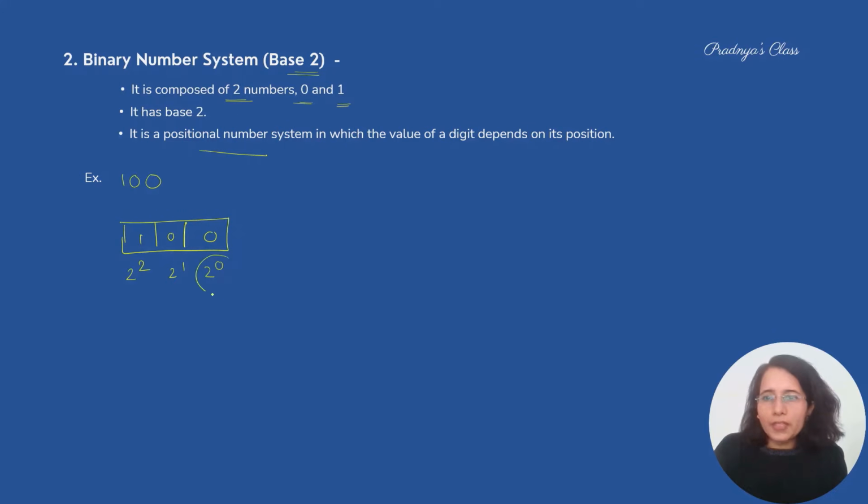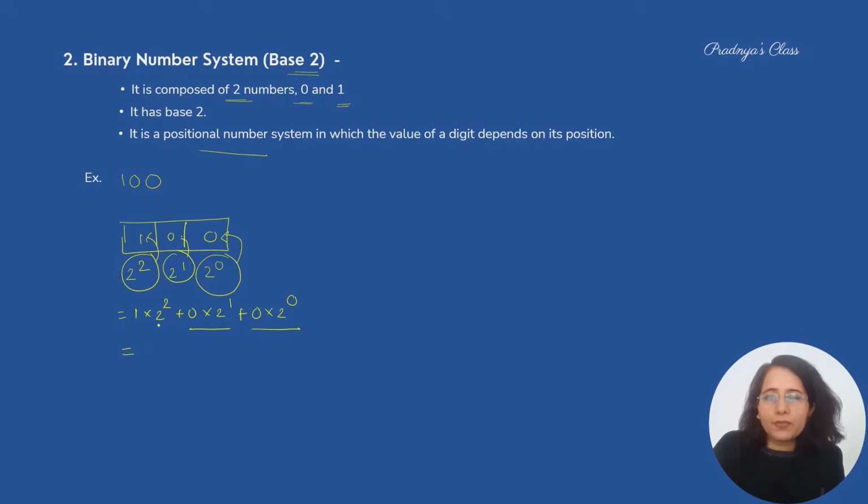Now we have to multiply this positional value to the respective digits. So let's do it and try to solve it. What answer will we get? It will be 1 into 2 raised to power 2 plus 0 into 2 raised to power 1, and again we have to add 0 into 2 raised to power 0. You know, no need to solve anything which is multiplied by 0. Ultimately we will get 0.